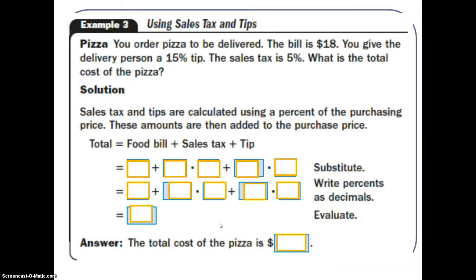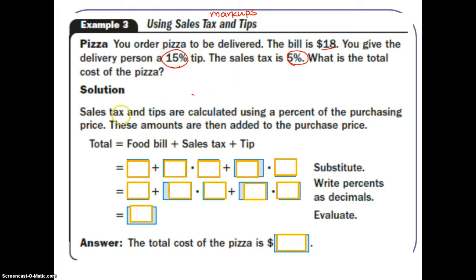In example 3, we are going to use sales tax and tip. Now, tax and tip are both types of markups. You order pizza to be delivered. The bill is $18. You give the delivery person a 15% tip, and it has a sales tax of 5%. What is the total cost of the pizza?